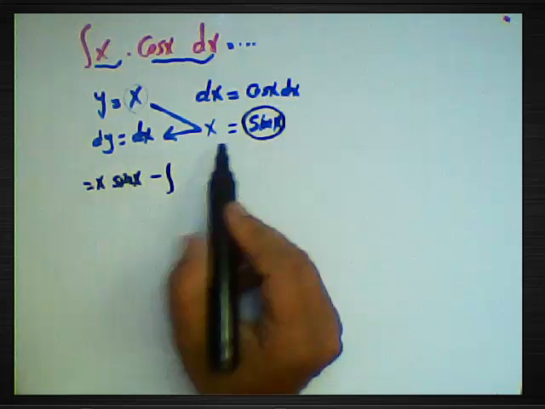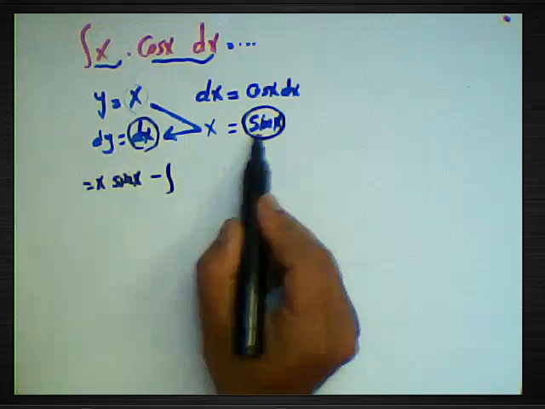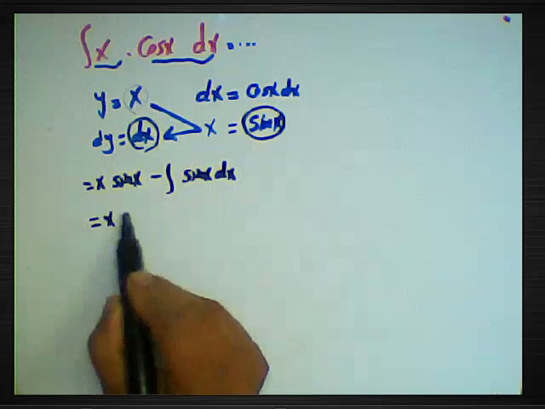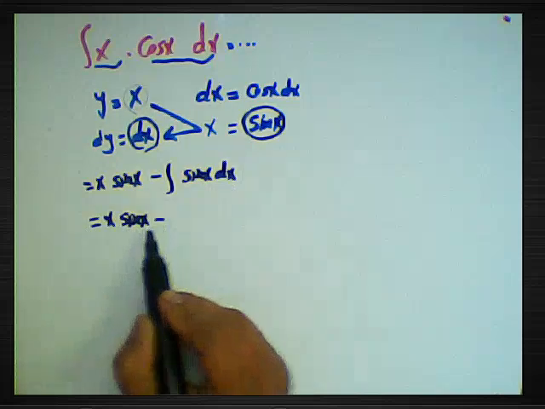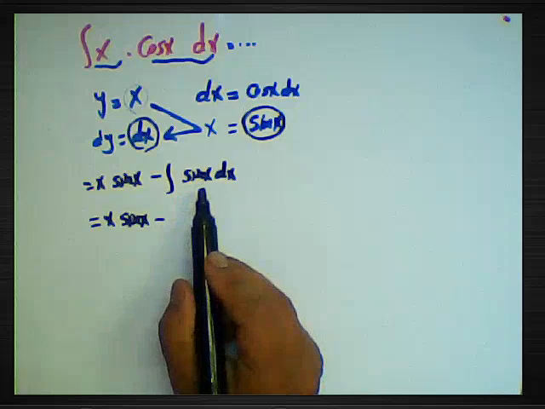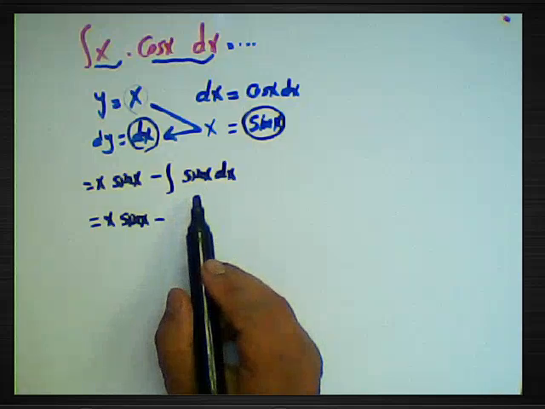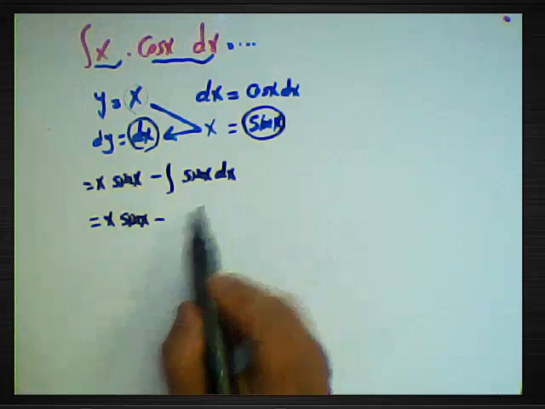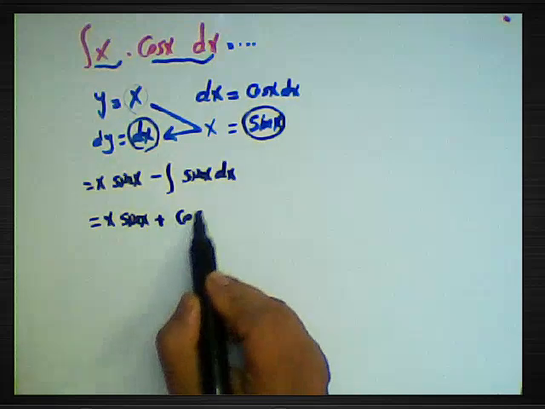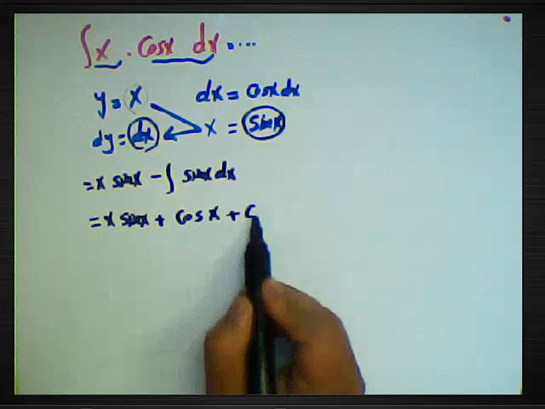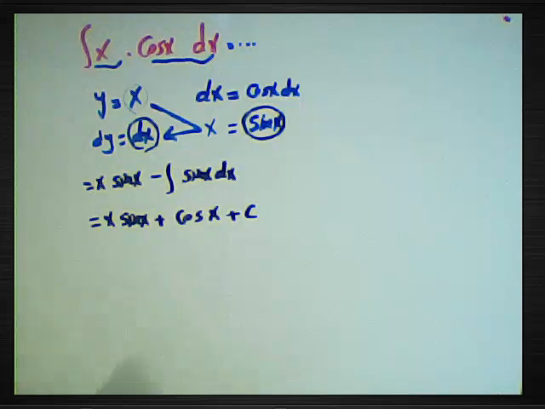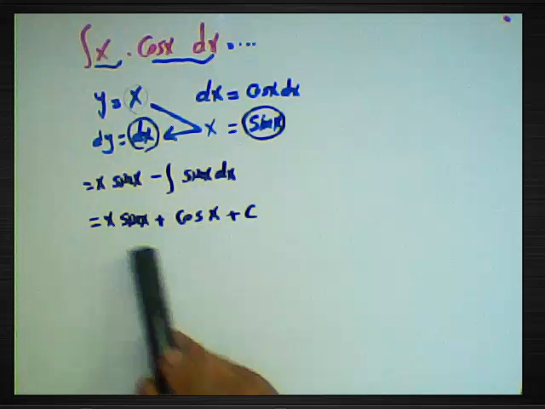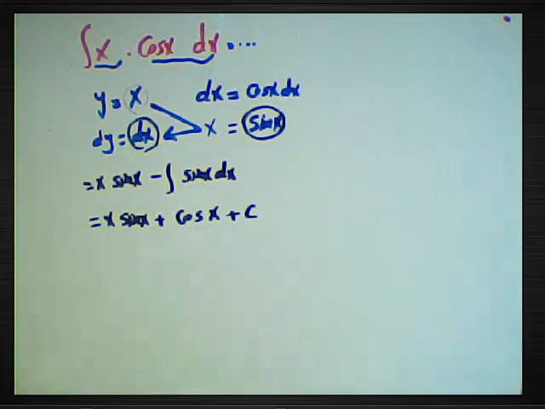subtract the integration of the product of sine x and dx. Then we can write x sine x, subtract the integration of sine, which will be what? It will be negative cosine, because the integration of sine is negative cosine, so negative times negative equals positive cosine x plus constant. So the result will be x sine x plus cosine x plus constant.